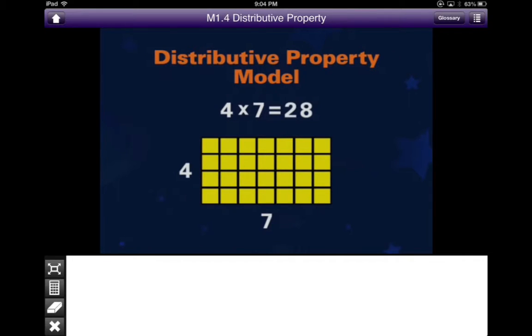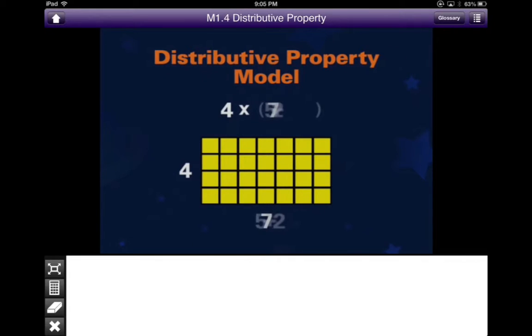That's a good question, Trillion. Because you already know the answer, you'll be able to understand the distributive property model better. Then you can use it to solve more difficult problems. 4 times 7 equals 28. Now watch as I solve 4 times 7 in another way.